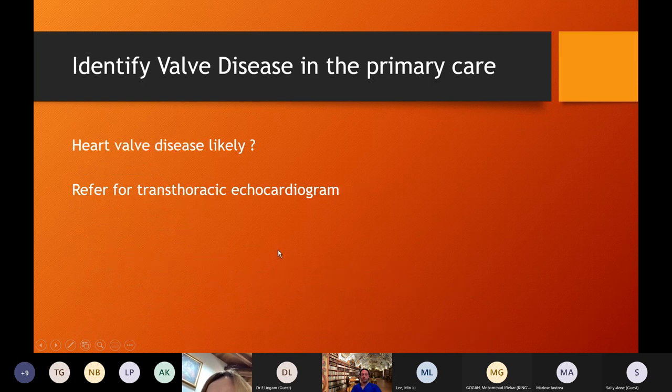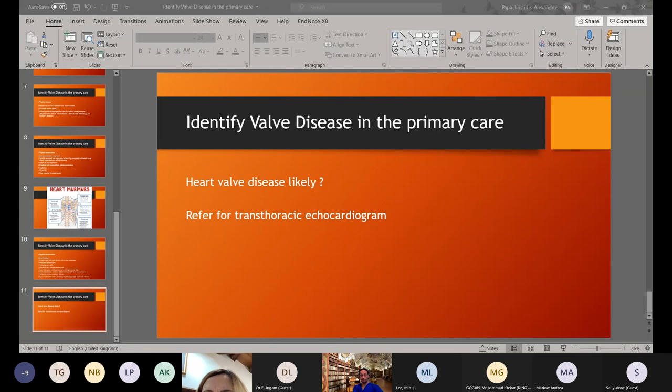If, based on the above, you think that heart valve disease is likely, then this patient will be referred for a transthoracic echocardiogram, and then there's a pathway that this patient can enter, the valve clinic, and Ronak is going to talk to you about that. I'll be happy to answer any questions if you have.